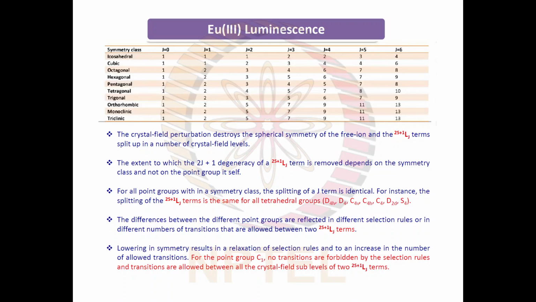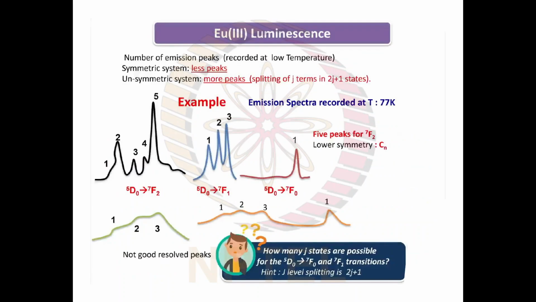The differences between the different point groups are reflected in different selection rules, or in a different number of transitions that are allowed between two 2S+1LJ terms. Lowering in symmetry results in relaxation of selection rules and an increase in the number of allowed transitions. For the point group C1, no transitions are forbidden by the selection rules, and transitions are allowed within all the crystal field sub-levels of two 2S+1LJ terms. Eu3+ luminescence, again: the number of emission peaks recorded at low temperatures. A symmetric system has fewer peaks and an unsymmetric system has more peaks because of the splitting, and this is how you know.